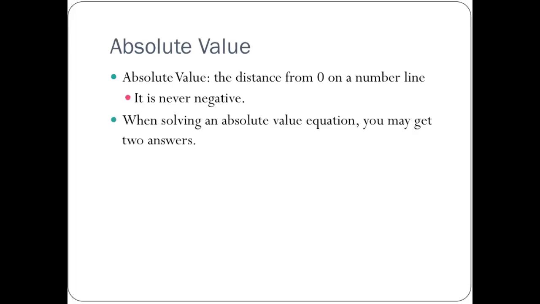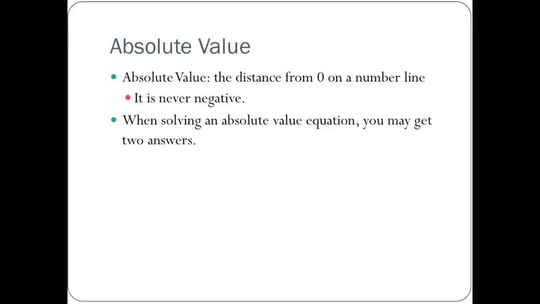And when you're solving an absolute value equation, you may get two answers. The reason is, if you think about it, how far is a certain number from 0 on a number line? Well, there are two different directions in which you can go and get the same distance. So when you're solving an absolute value equation, the same thing happens. There are two possible answers that will get you the same thing.